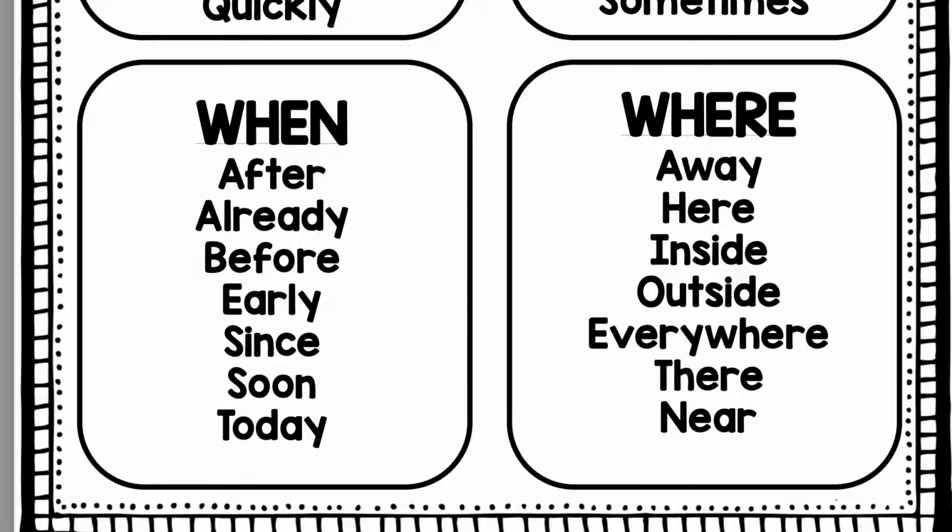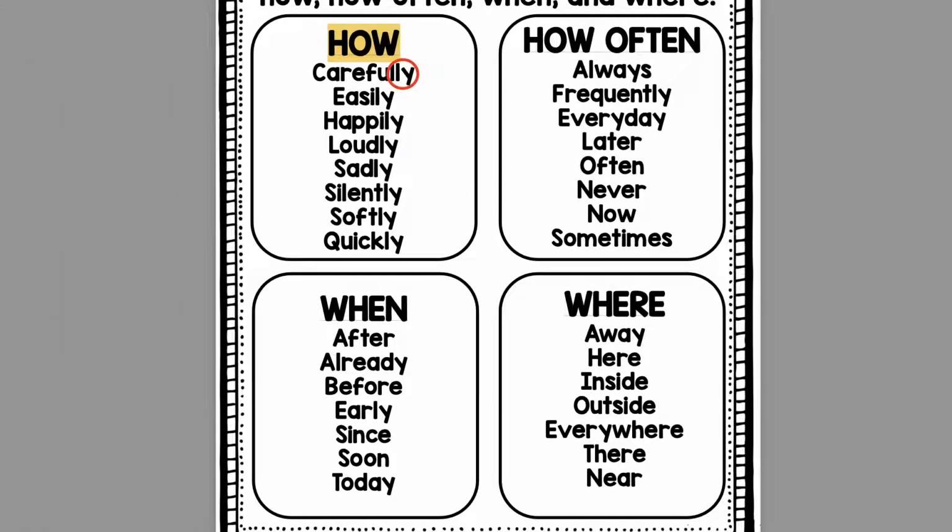When? After? Already? Before? So we could see lots of indications of time here, right? And then before, early, since, soon, and today. And then where? Away, here, inside, outside, everywhere, and there. So the big thing for you to remember is that adverbs answer those main questions.